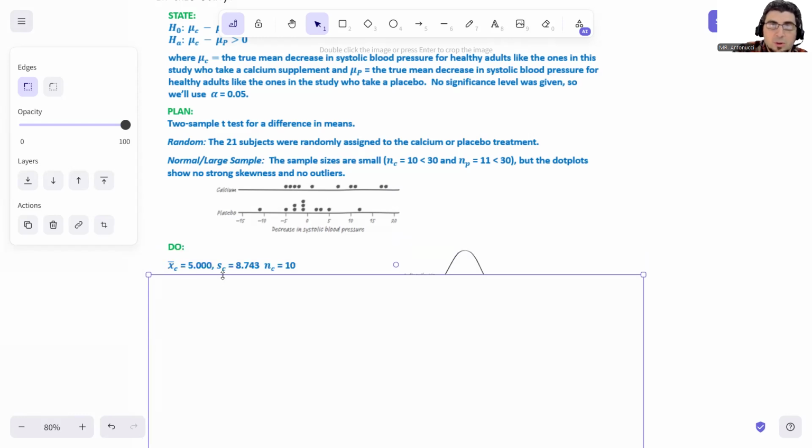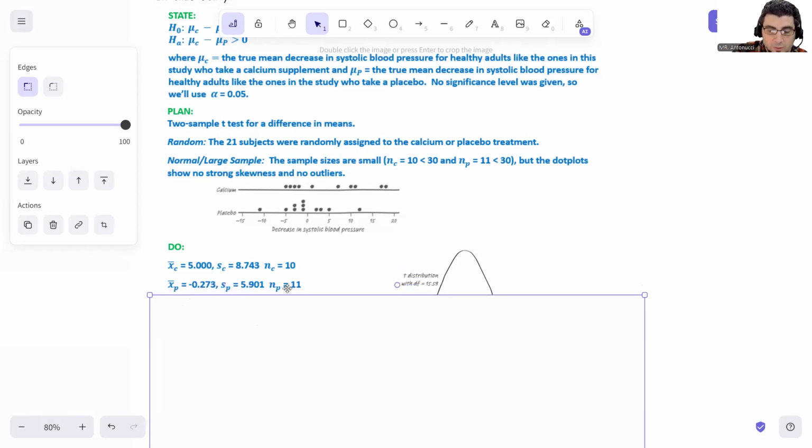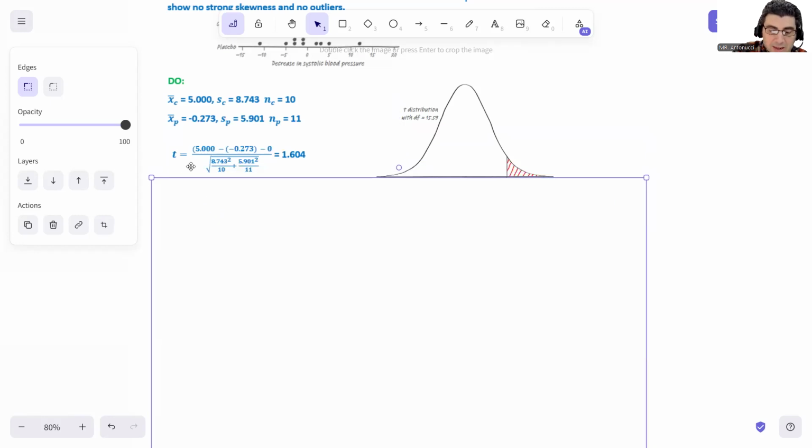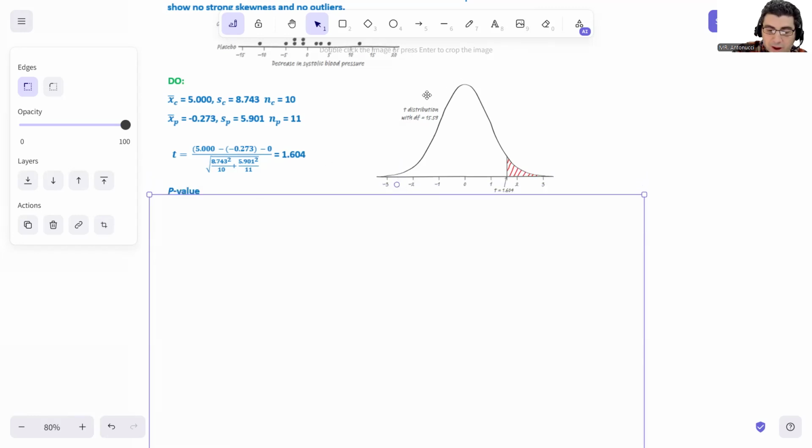Now, the next step is the do step. And this is where you list the statistics and calculations. So we have our mean for the calcium sample, the standard deviation, and the sample size, and the same thing for the placebo. Then from that, we can calculate the t value, which is 1.604. Now, we have a graph here of the t distribution and the shaded part, since it's a one-sided test and it's a greater than, we're looking for the probability of getting this result or larger.